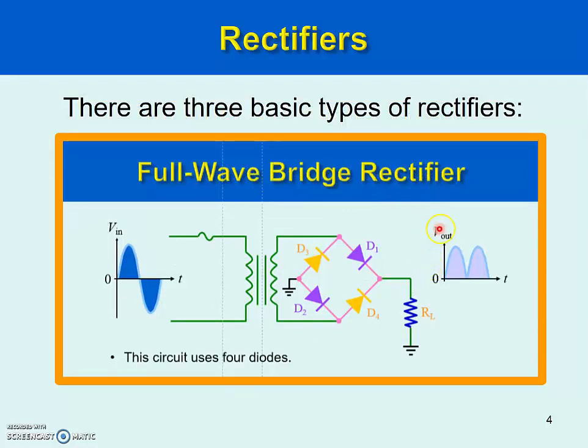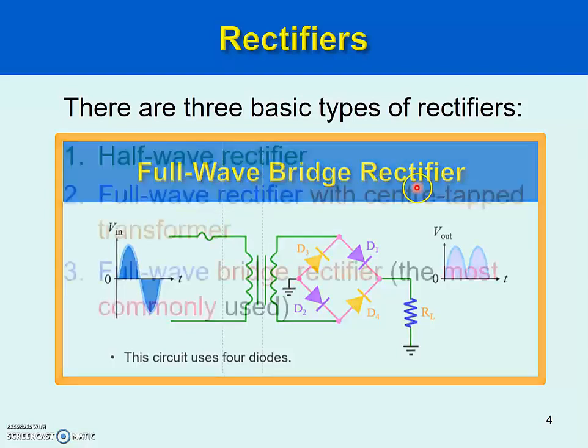The output is a full-wave rectified signal, and these four diodes are the key components of the bridge rectifier. So these four diodes are called a bridge circuit. This type of rectifier is most commonly used.